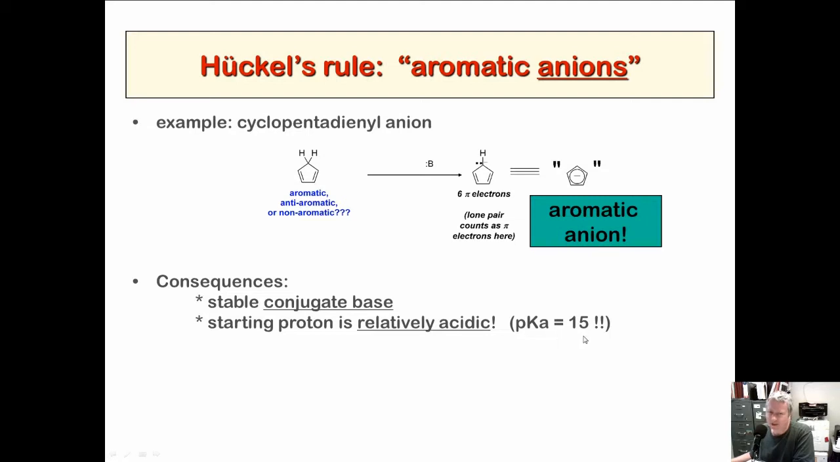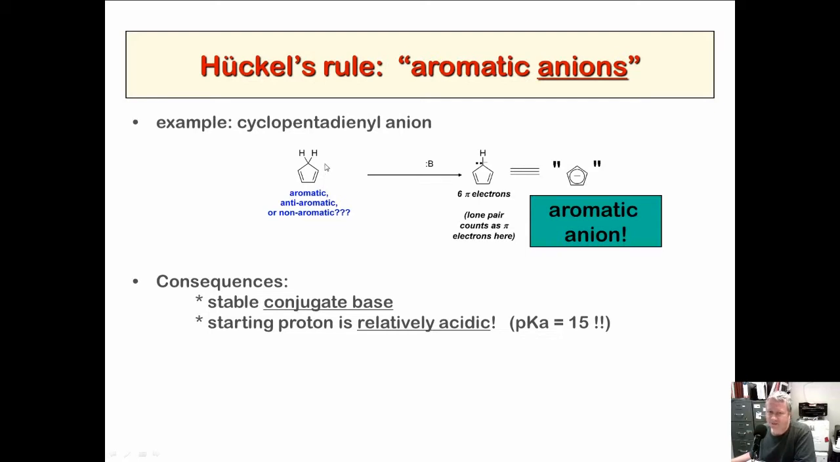If you think about the meaning of pKa, it's exponential. So if cyclopentane is 60 and this is 15, how much more acidic is this? It's not like 60 minus 15, which is like 45. This is not 45 times more acidic. It's 10 to the 45 times more acidic, because it's exponential.